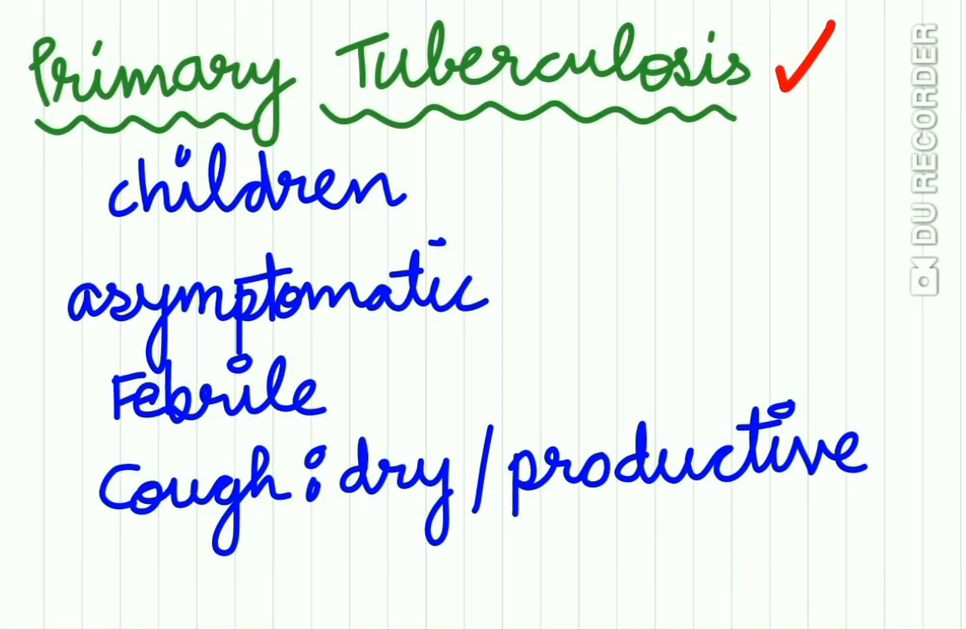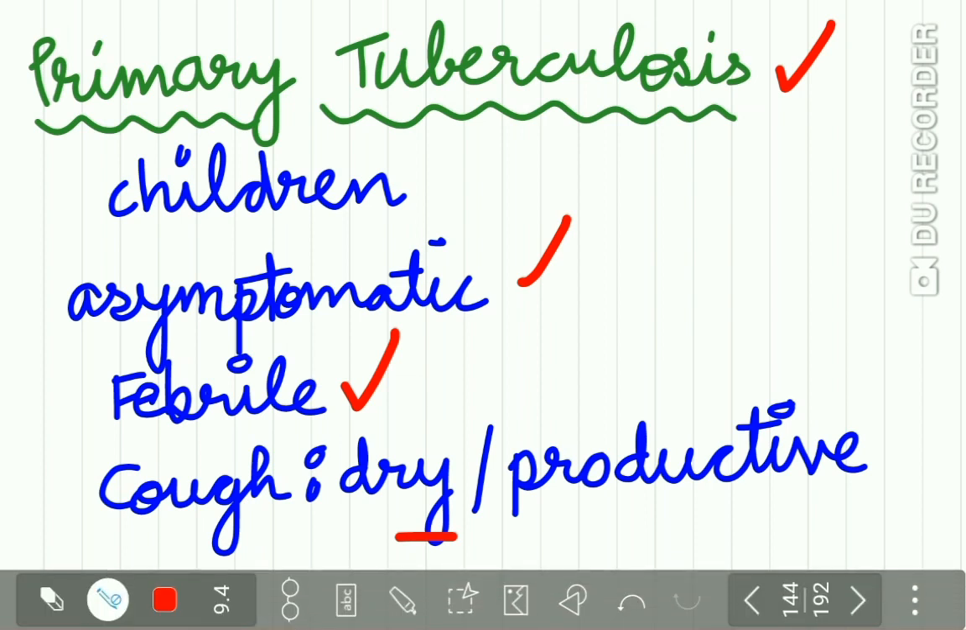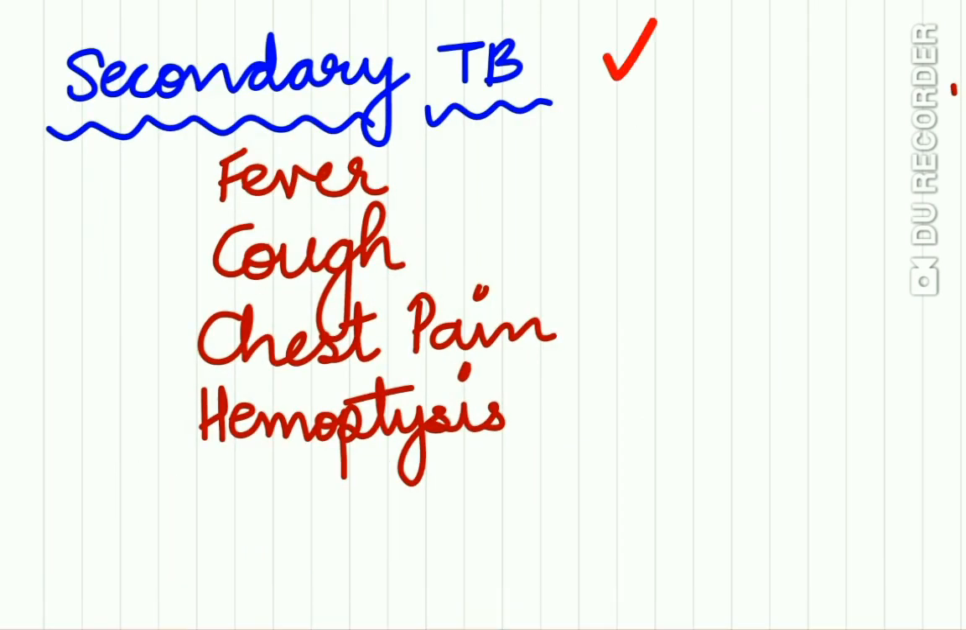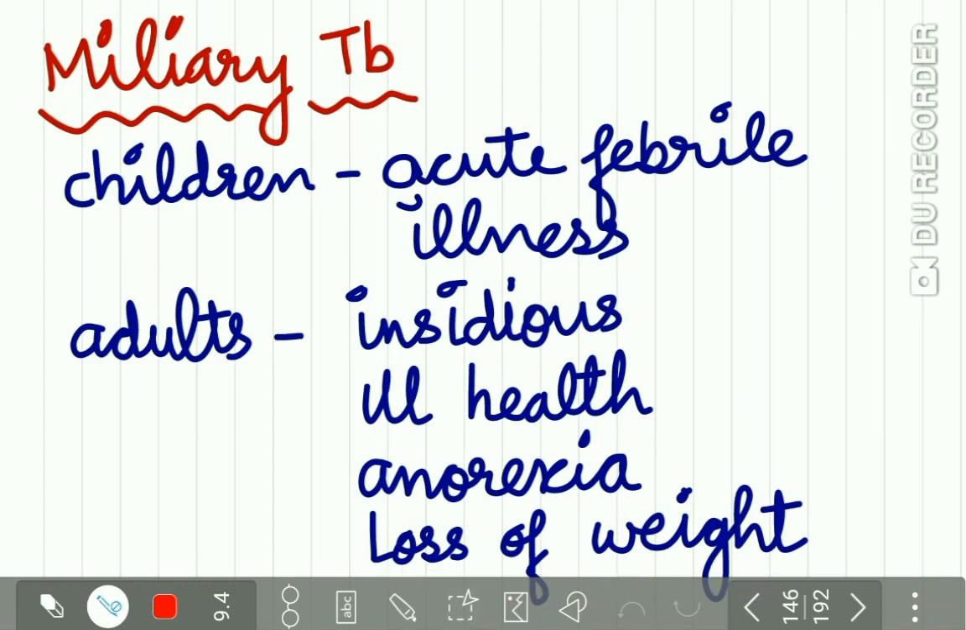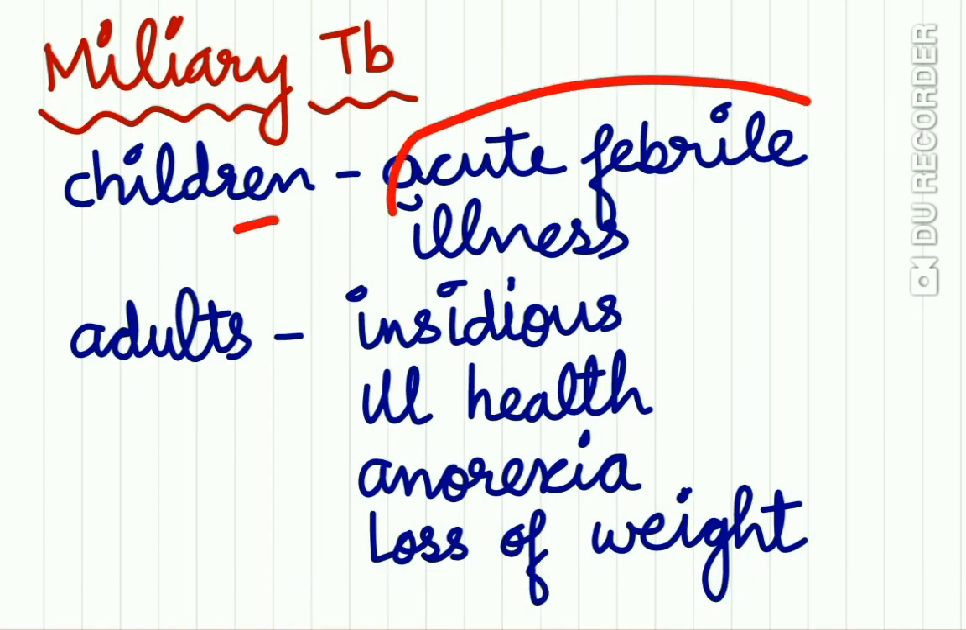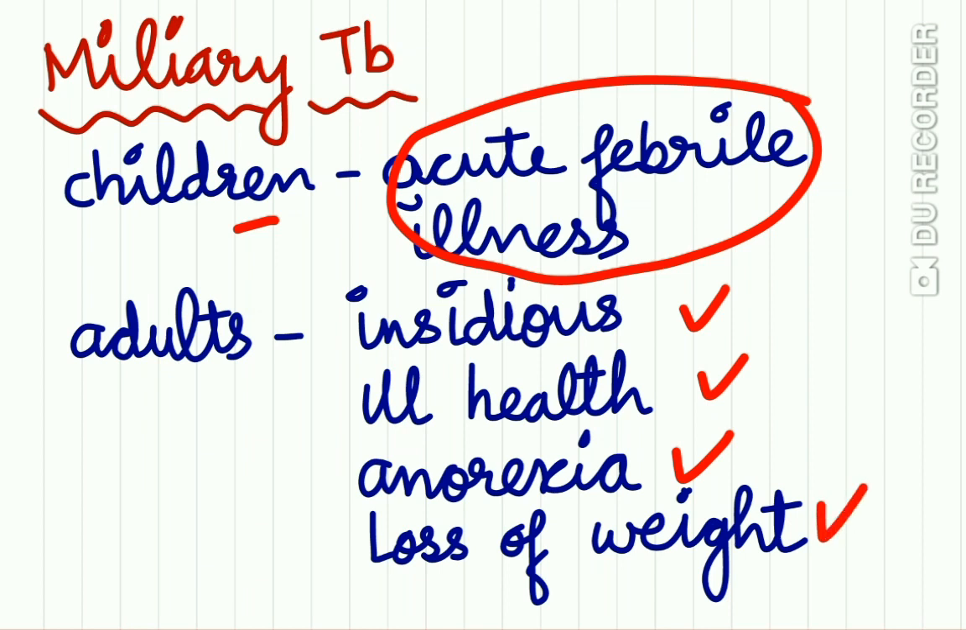Primary tuberculosis mostly affects children. Most of the children are asymptomatic. They become febrile and the cough may be present, which may be dry or productive. The secondary tuberculosis patients show fever, cough, then chest pain and hemoptysis. Miliary tuberculosis affects children and these children show acute febrile illness, and adults may show insidious disease with ill health, anorexia and loss of weight.